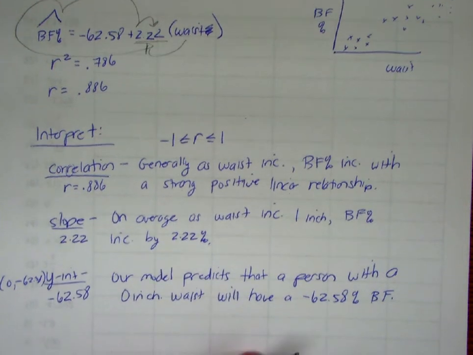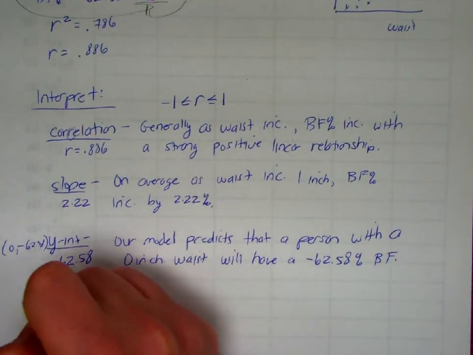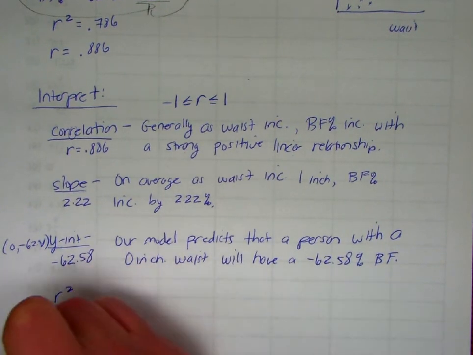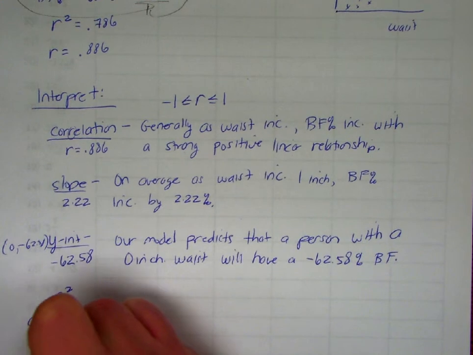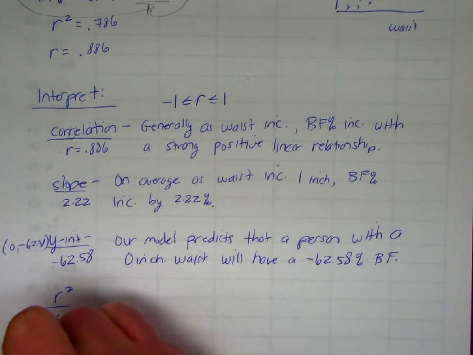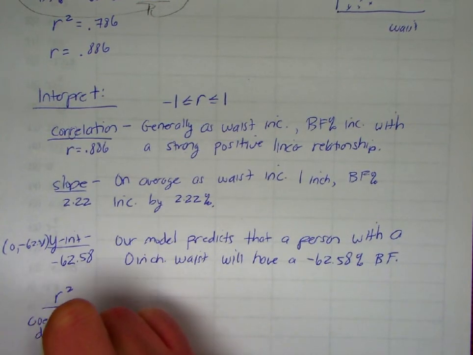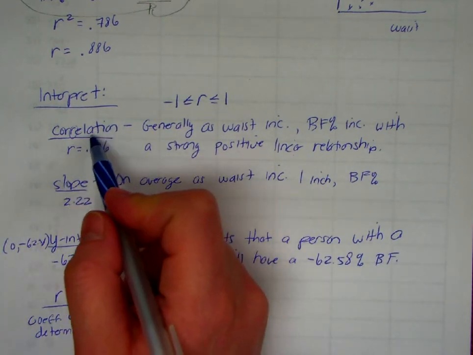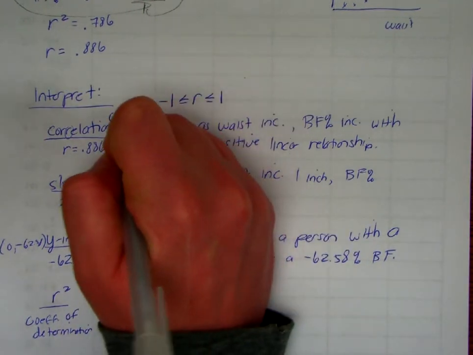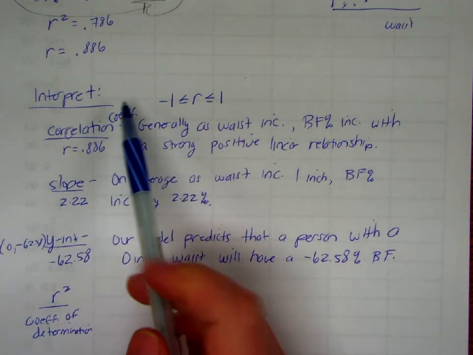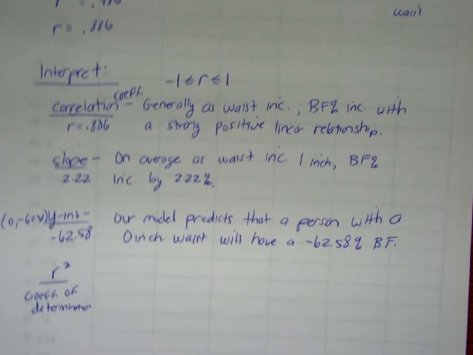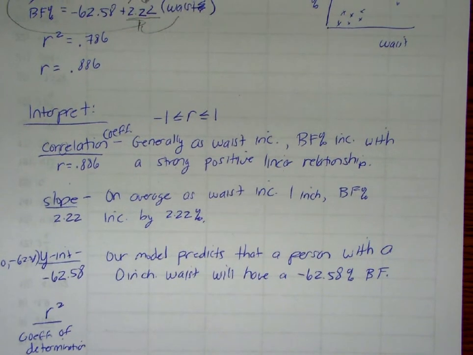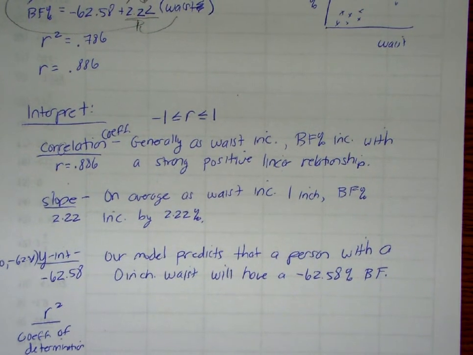Oh, let's do the r squared. This is the one that's called the coefficient of determination. They might even call it correlation. I've seen correlation be called correlation coefficient. It's still just what r is. So for the coefficient of determination, we turn that into a percent.